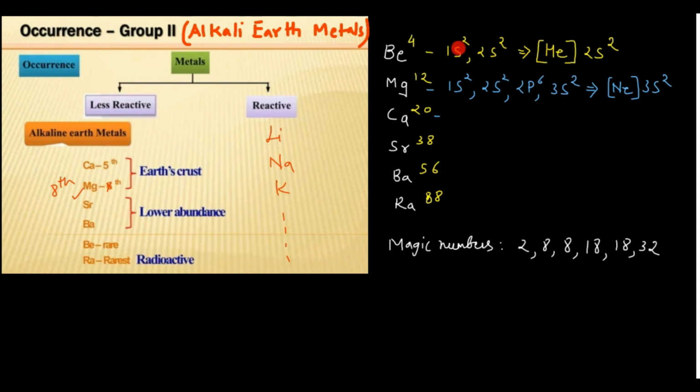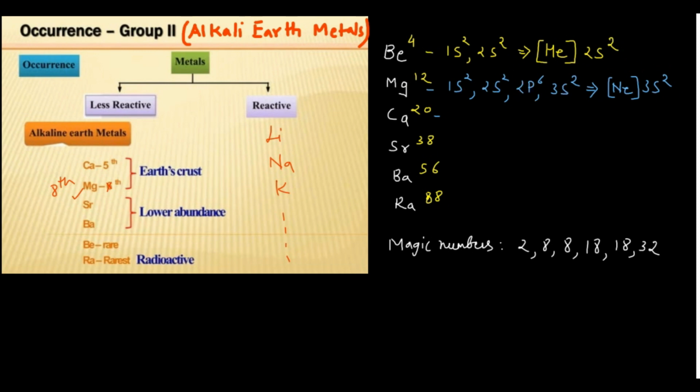So instead of writing 1s2, I can write helium in the square bracket, which shows the electronic configuration of helium, and the remaining part is the 2s2, which I have written here. Similarly, for the electronic configuration of magnesium, you can write 1s2, 2s2, 2p6 and 3s2.